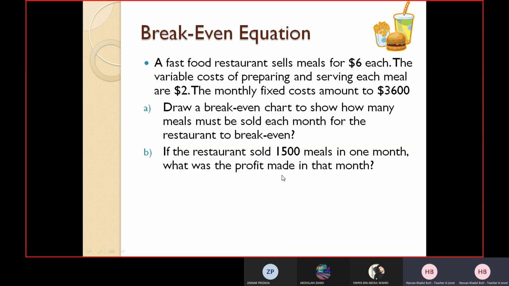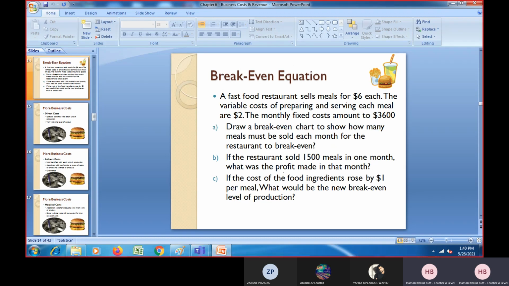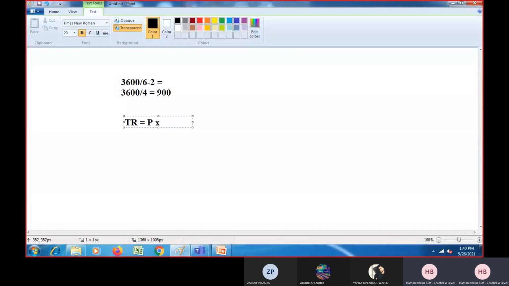So you know how we calculate total revenue? That is price into quantity. So here you know that the price is how much? 6. And what is the quantity they are talking about?